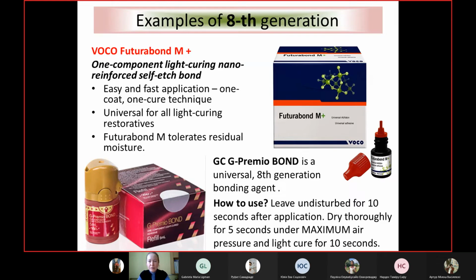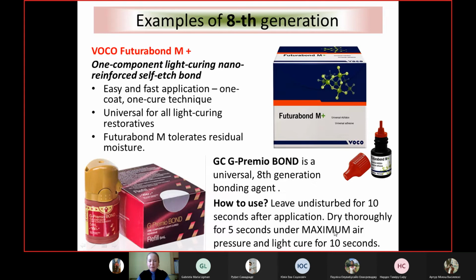It's obvious, it's very easy and quick. Universal for all light curing restoratives. And Futura Bond M tolerates residual moisture. That's why the surface should not be over dried. We have such an idea as wet bonding, and actually it is tolerated in this Futura Bond M by company Voco. Another manufacturer that introduced the 8th generation of adhesive system is the company with G Premio Bond.